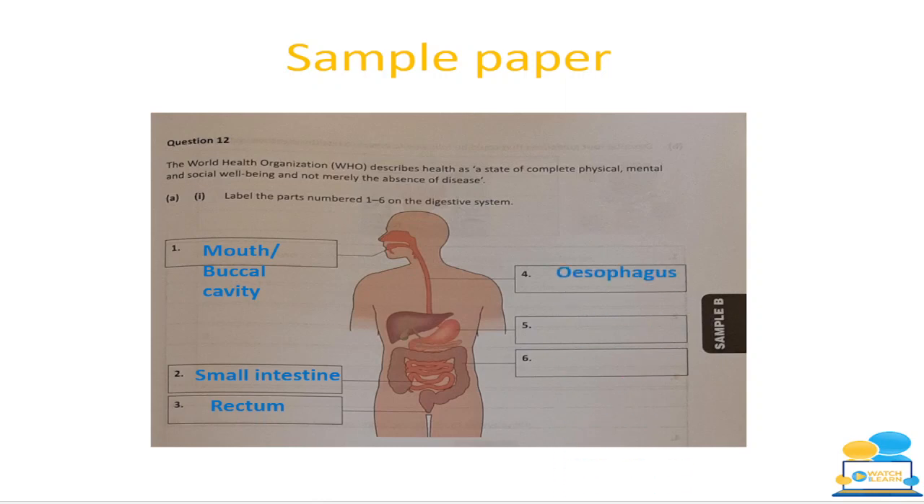Again, if you wrote it with an E, you're still going to be fine. If you wrote it with an F instead of a PH, you're going to be fine. As long as the examiner can somewhat figure out what you've written, you're going to get your marks there. Number 5, so that is your stomach, because it is a J-shaped organ.